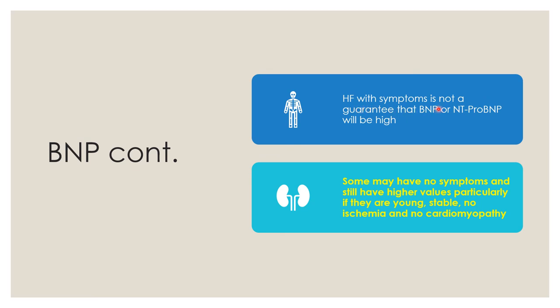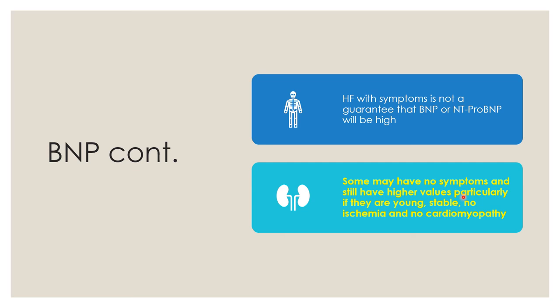Heart failure with symptoms is not a guarantee that BNP or NT-proBNP will be high. Some may have no symptoms at all, yet they have higher values, particularly younger age group people. And why that? Because they are young, they are stable, no ischemia is going on right now, and no cardiomyopathy. So, some may have no symptoms, have higher values of BNP, meaning they have heart failure. It's only that they don't have the signs and symptoms yet. The BNP is already telling you something is happening with the chambers, and it's not right.